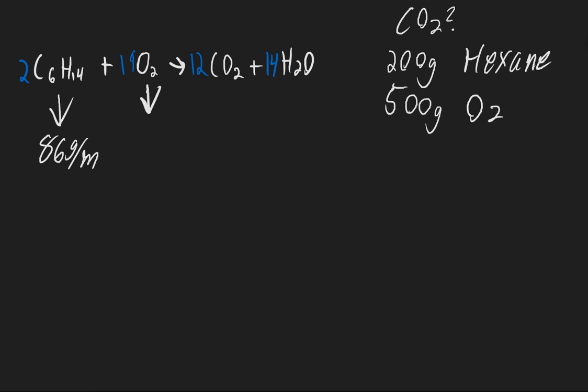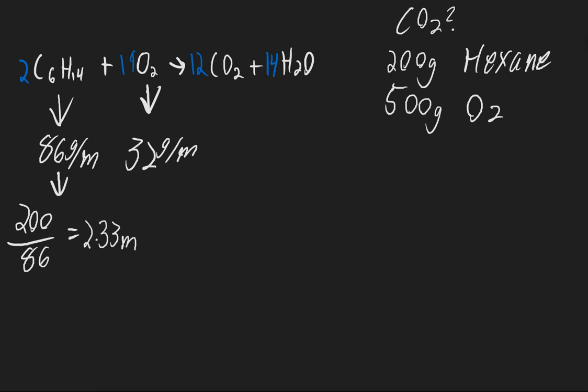Now for molecular oxygen, 1 mole of oxygen atoms is 16 grams. So multiply that by 2 and we get 32 grams per mole for molecular oxygen. So now we can figure out how many moles of each of these we have. If we take the amount of grams of hexane, 200, and divide that by 86, we get about 2.33 moles. So I'll write that to our left. We have 2.33 moles of hexane.